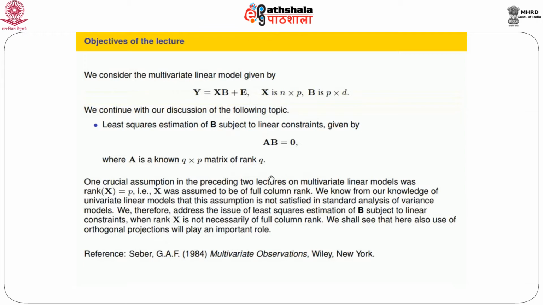Now we have addressed this question in the preceding two lectures also. If we remember, one of the crucial assumptions in our calculation was that rank of X is equal to p. That is, this X matrix, which is of size n cross p, was assumed to be of full column rank. Now let us recall our univariate linear model.